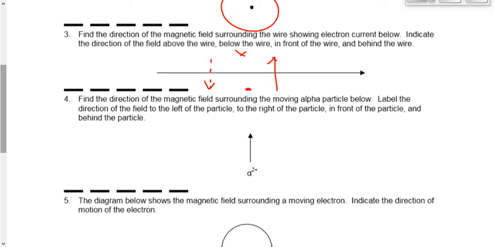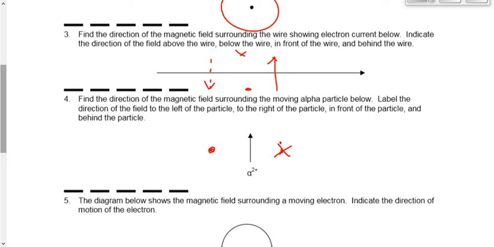Right now, my fingers are, don't tell me which way they're pointing. Where are they right now? To the right of it, right? Which way they're pointing now? Into the page. They're pointing into the page. This one is pointing, it's to the left of the wire. It's pointing out of the page.